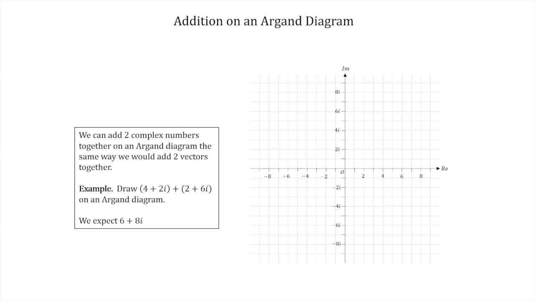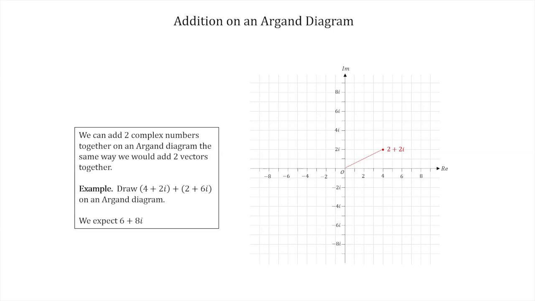But we want to see that we can also do this by treating them as vectors and adding them up the same way you would two vectors, with a diagram. So what do we do? Well, let's first mark 4 plus 2i, the first complex number in the sum. That would be at the end of this line. I've gone 4 along the real axis and 2 up the imaginary axis, so I get to this point, 4 plus 2i.